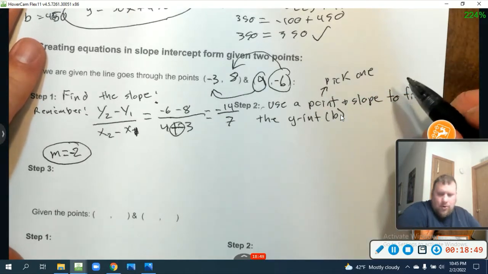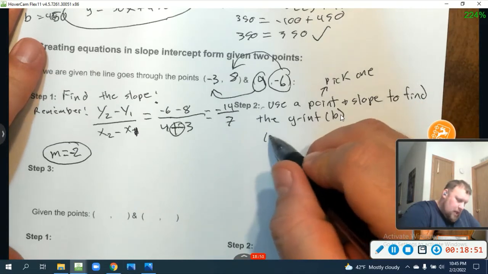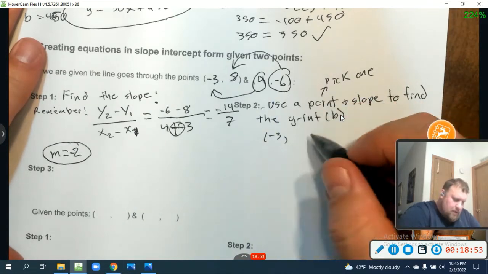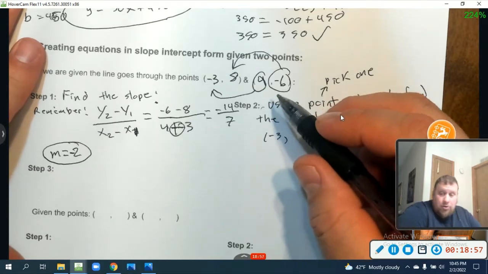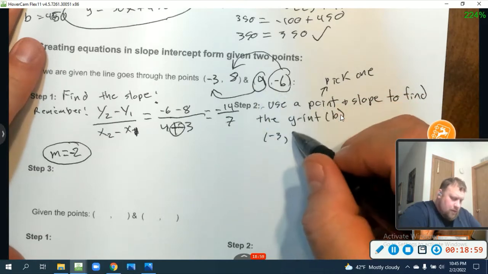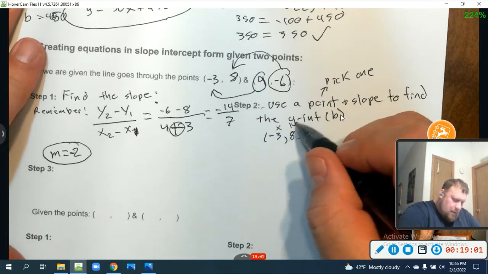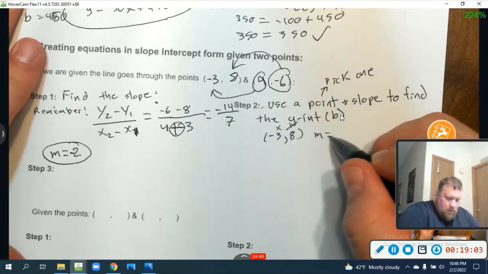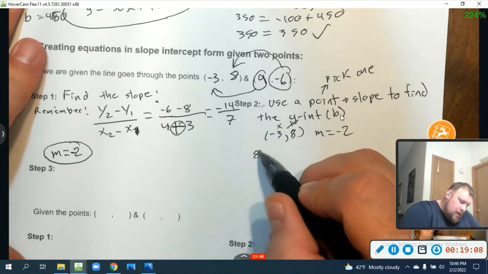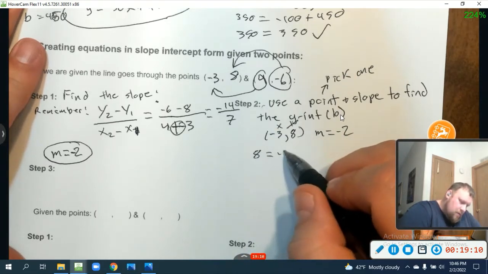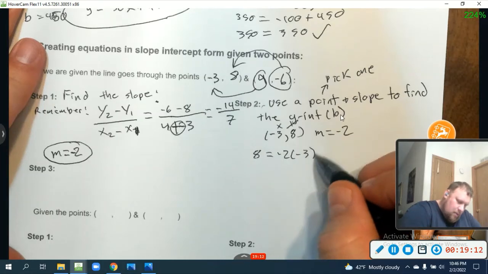Okay? So I'm going to go ahead and pick the point negative 3, 8. Feel free to use 4, negative 6. See if it comes out different. It won't if you do it right. And I'll prove that later. So negative 3, 8. This is my x, this is my y, and then my m equals negative 2. So I'm going to have 8 equals negative 2 times negative 3 plus b.